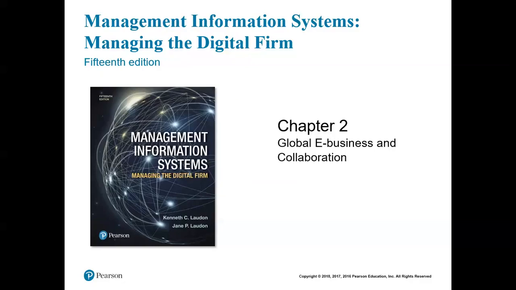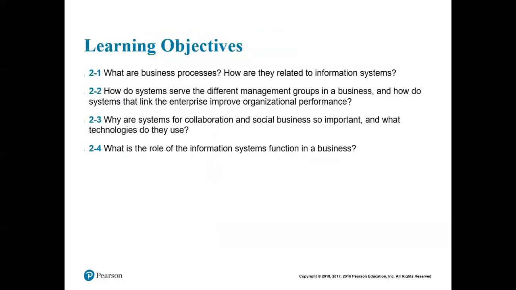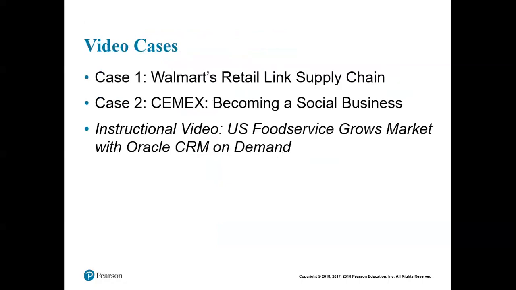So chapter 2 dealt with global e-business collaboration, and we introduced the hierarchy of the IT department. We looked at what business processes are and how they're related to an information system. We look at how systems serve different parts of our organization. We looked at collaboration tools and the role of the IS/IT department within the business. Our homework was the CMEX case, and our forum was the Walmart case. You all did very well.